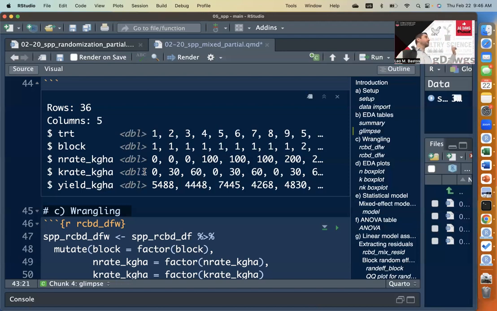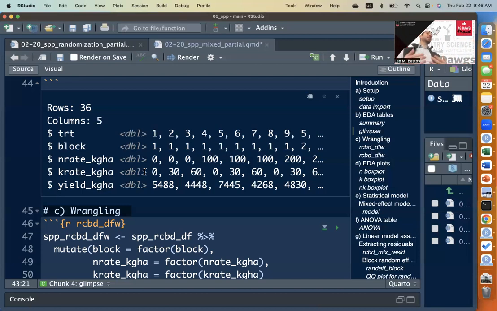So really, when your treatments are truly numerical, if you think about potassium rate and nitrogen rate, we still need to transform them to factor or categorical if we want to do an ANOVA, which again, in ANOVA we're interested in means, mean comparison. I want to know if the mean yield of 0 is different from the mean yield of 30 or 60 and so on. If I actually wanted to know the relationship over the range of the rates as a regression, I would leave them as numerical or double and do a regression instead, which ANOVA and regression are two words.